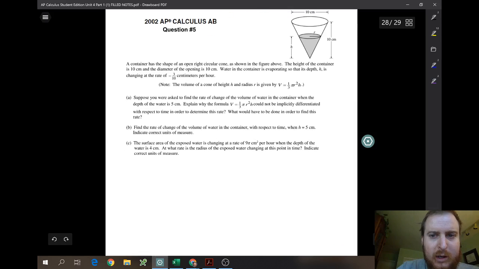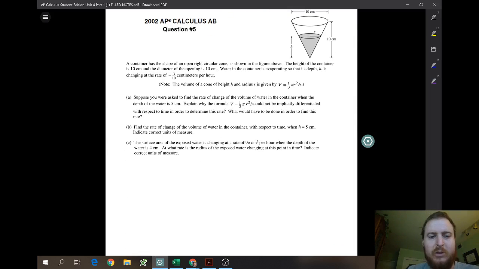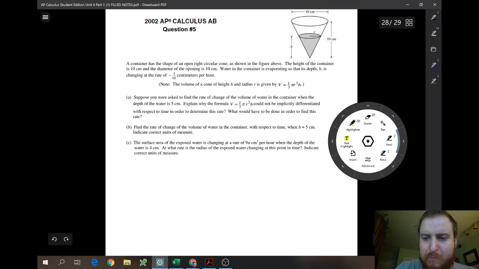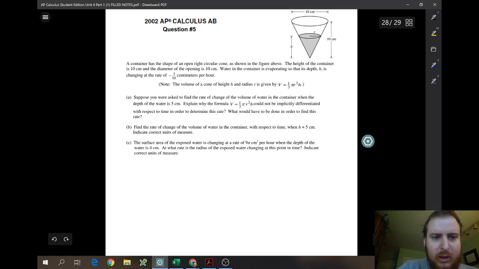Okay, jumping ahead to the next one. This is a cone question. So almost all of the cone questions are the same with those similar triangles. That's something we want to be watching out for. And so as we read through this, they did give us a picture. They say that a container has the shape of an open circular cone. The height is 10 and the diameter is 10.